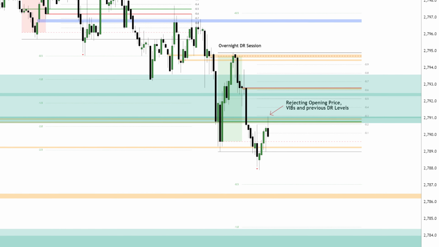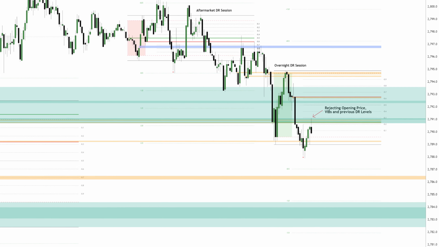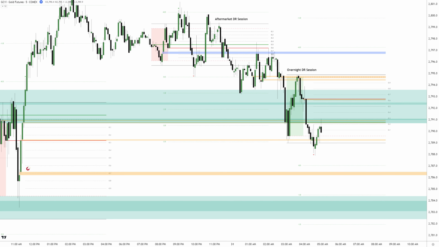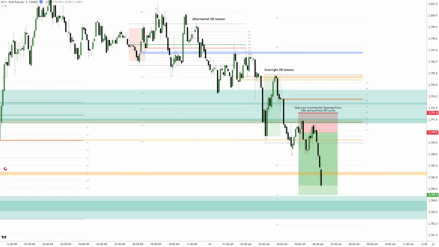A few minutes later, price retraces back into the defining range and shows an almost to the tick rejection from previous DR session levels, the opening price and WIBs. With these stacked confluences, the precise rejection makes it worth taking your first bullet here, with stops covering all the critical levels. To the tick rejections like these are not random, they are absolutely intentional. Price drops lower and hits the target.